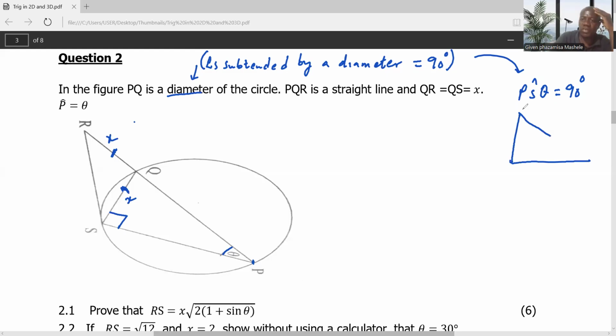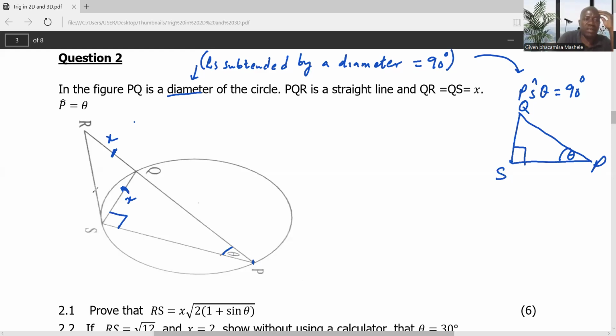Let me just say it's Q, it's S, and it's P. And that is an angle of 90 degrees. So now we have a right angle triangle. This angle here, we're told that is theta. And what does this mean? It means we can get the other angle.